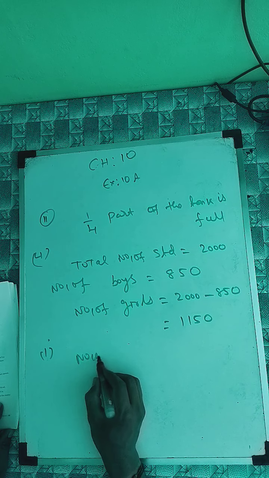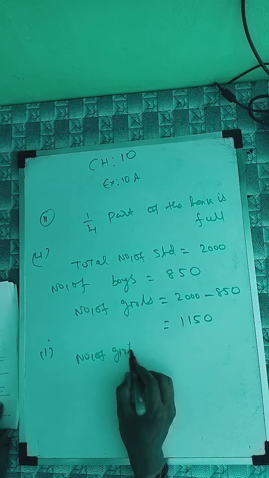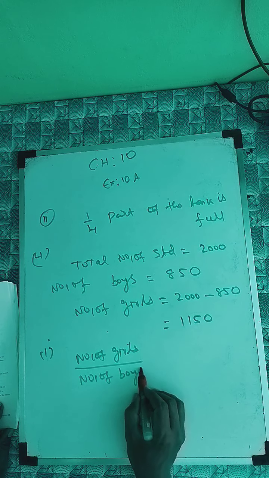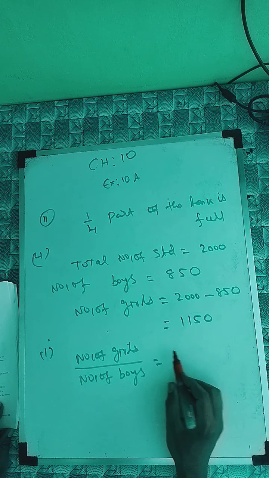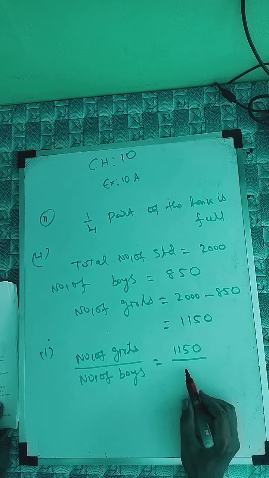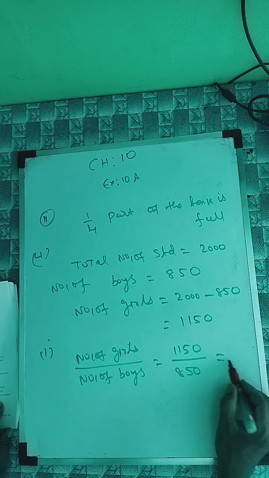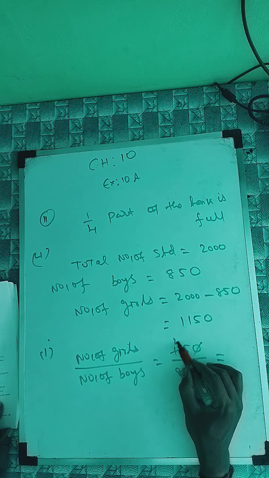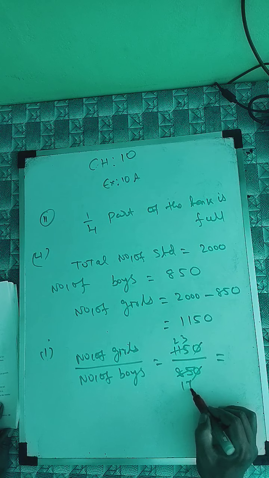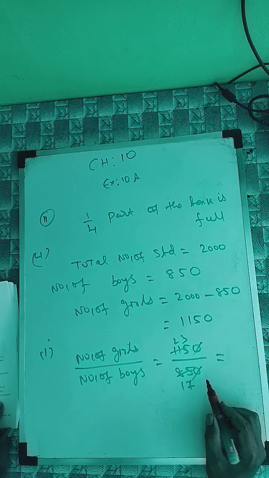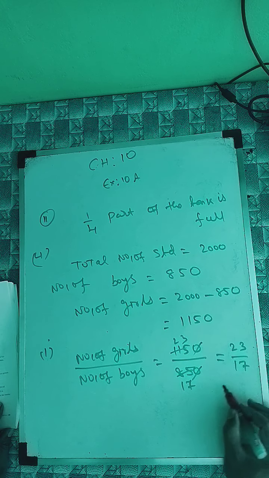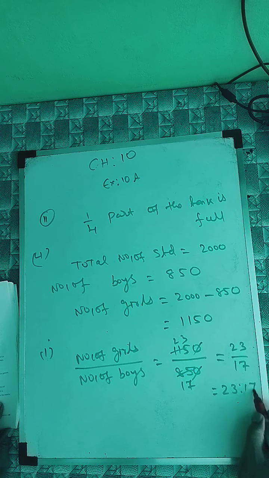So number of girls by number of boys, the ratio. The number of girls is 1150 and the number of boys is 850. Okay, so we can cancel the zeros, and we can cut by 5: 230 and 170. So the answer is 23 by 17. So the ratio is 23 is to 17.